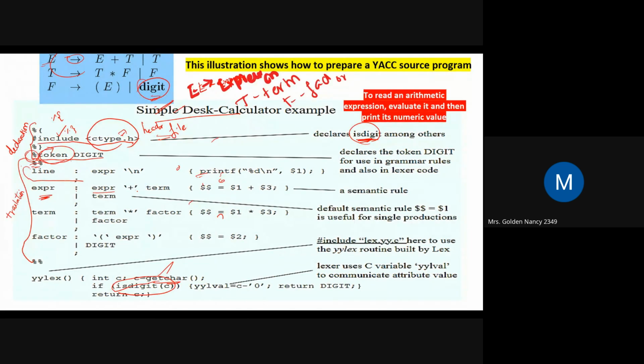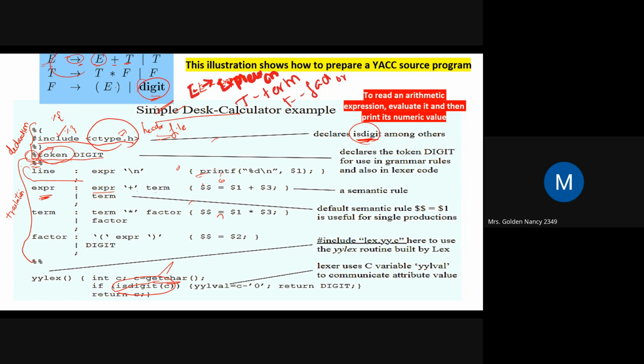Expression plus term. See here, E is called expression, plus is the plus operator, and T is called the term. The braces contain what is called a semantic rule. Dollar dollar represents the E. See here, $$ = $1 + $3. Dollar one means the first positioned symbol, that is E.